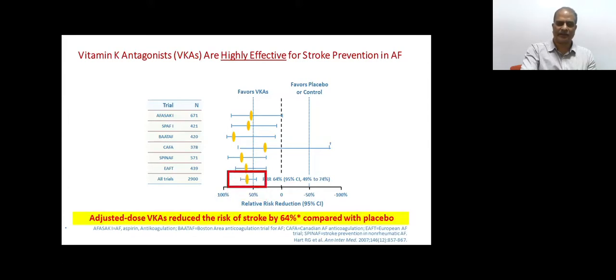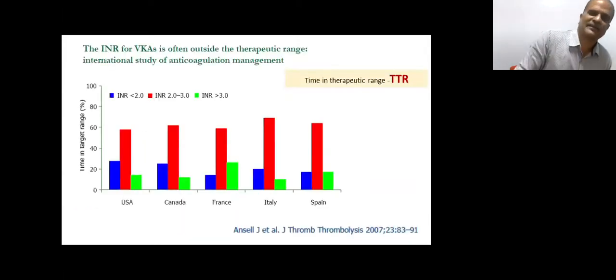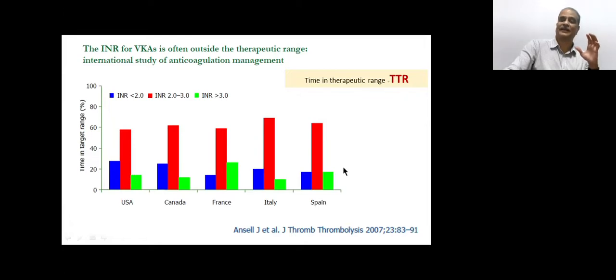You can see here the dose-adjusted reduction of stroke risk is almost 64% compared with placebo. So there's no doubt that warfarin is working for preventing strokes and TIA in any of these indications. But the problem here is what you call the TTR, that is, time in therapeutic range. If you look at this graph here, these are from studies where they've done trials on warfarin. Even under trial conditions, when you're giving warfarin, it is achieving time in therapeutic range only around 60%, max 65%. So the rest of the time, the patient is not protected, basically. That is the main drawback of warfarin, the TTR.